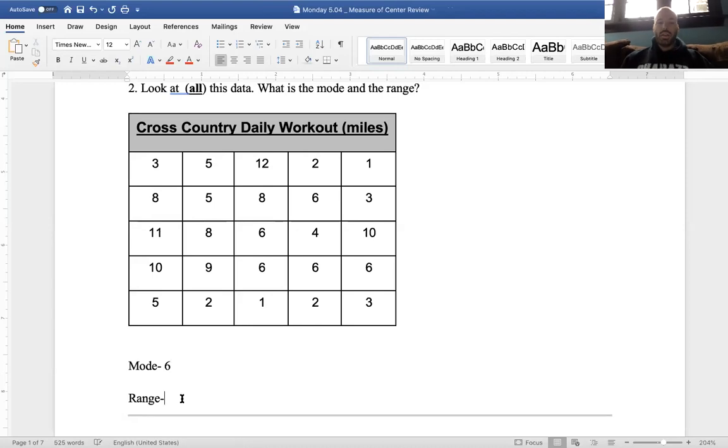And remember that our range is the biggest number minus the smallest number. The biggest number in this data set is 12. Subtracting the smallest number, which is 1, gives me a range of 11, which means the whole data set ranges over 11 numbers.